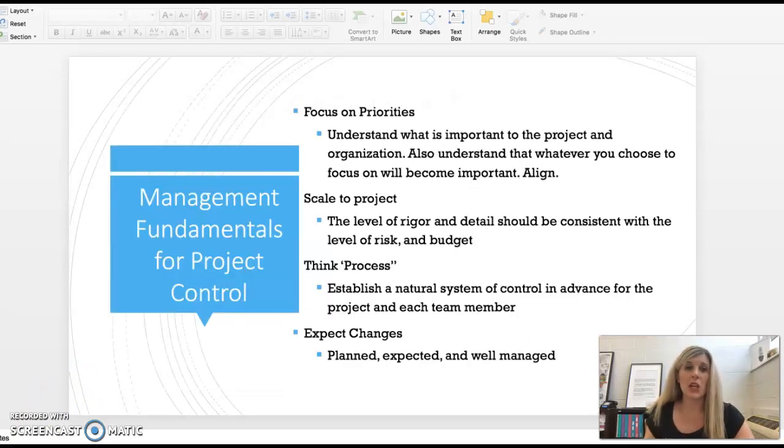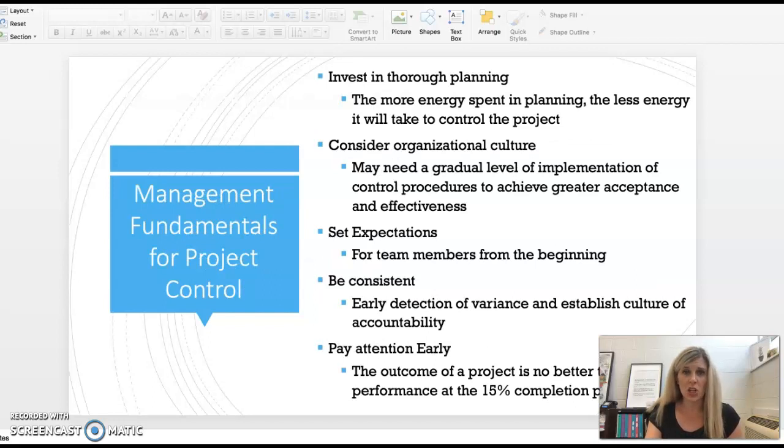In further managing the fundamentals of project control, you want to focus on the priorities. You don't want to be scattered and all over the place. You want to make sure that you are targeting your critical success factors. You also want to expect those changes that we've discussed multiple times. It's important to expect changes, be flexible, be adaptive. That I cannot focus on enough with this class and your age. Being able to be adaptable to changes is incredibly important.